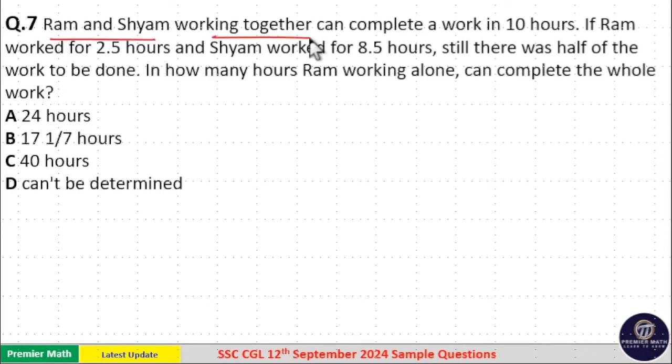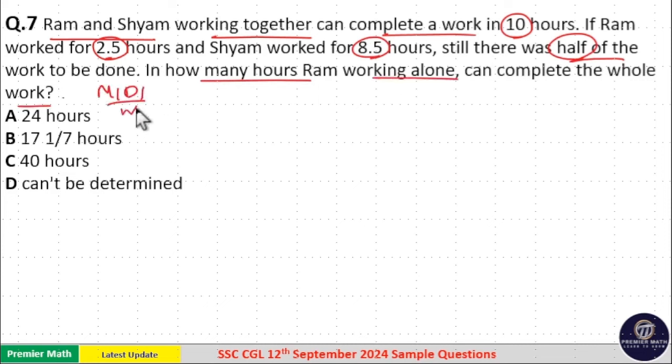Ram and Shyam working together can complete a work in 10 hours. If Ram worked for 2.5 hours and Shyam worked for 8.5 hours, still there was half of the work to be done. In how many hours can Ram working alone complete the whole work? Here use the M1D1 by W1 formula. That is, Ram and Shyam together can complete 1 unit of work in 10 days.